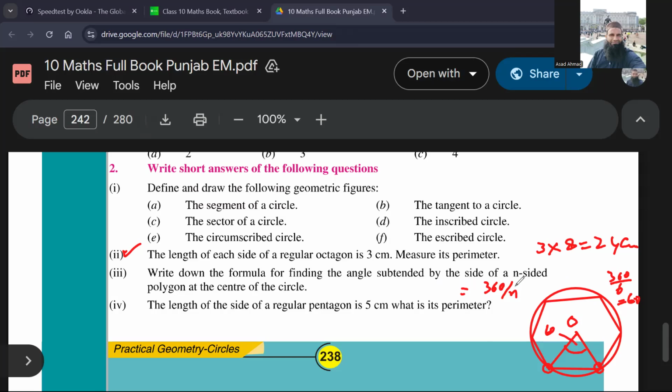This is the general formula. Number 4: the length of the side of a regular pentagon is 5. So each side is 5 centimeters. So the perimeter will become 5 into 5, that becomes 25 centimeters. So these are the short questions related to the 13th chapter.